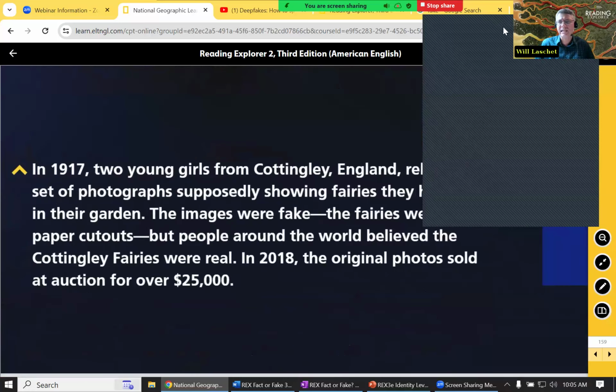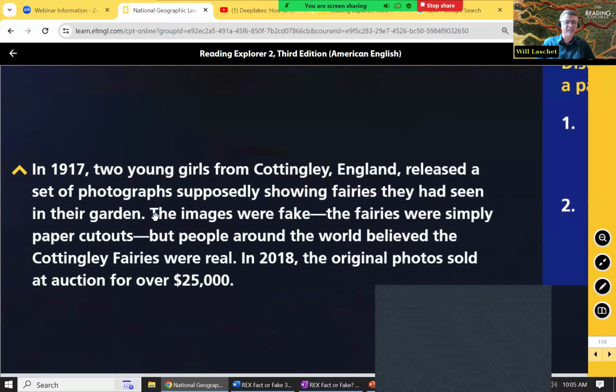So this photo was taken in 1917, and it was made by two young girls, two sisters from Cottingley in England. And they released these photographs, which supposedly, so supposedly means not really, okay, showing fairies. A fairy is a pretend being, like a witch or something. Like a fairy is like a good witch, right? And they pretended they'd seen them in their garden, but obviously the images were fake.